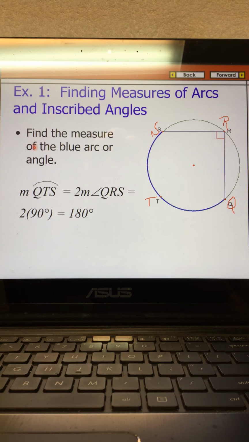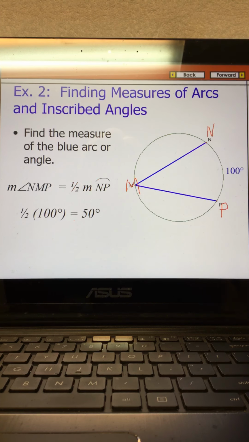The first one says find the measure of the blue arc or angle. They are asking me to find the measure of this blue arc. I think about the extended sides of the angle coming out here and here. So this is the arc, and I just got through telling you, if you want to find the arc, you have to double the angle. So our angle here was 90. So we're doubling that 90 to get this arc. So this arc would be 180.